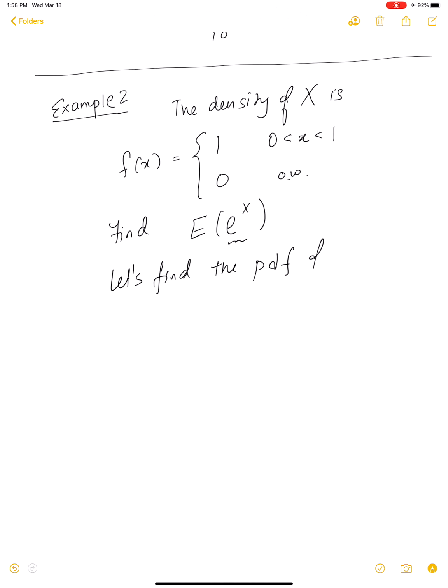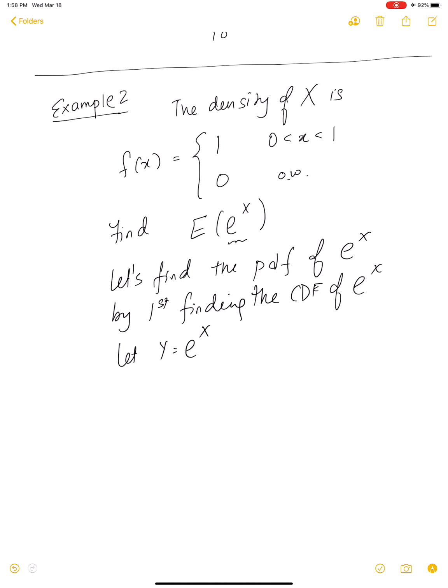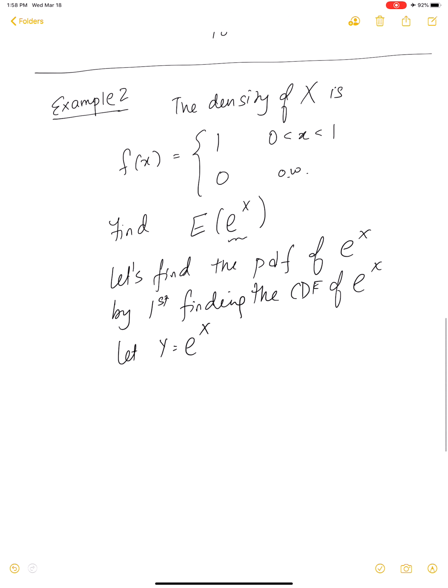So let's find the PDF of e to the x by first finding the CDF of e to the x, okay? So let's take a look, okay? So let y be e to the x, all right? So what's the CDF, the cumulative distribution function? What's the probability y is less than or equal to a? All right, that's what the CDF is. Well, before we go into the details of this, what's nice to do for any random variable that you're looking at, it's good to look at the range of the random variable.